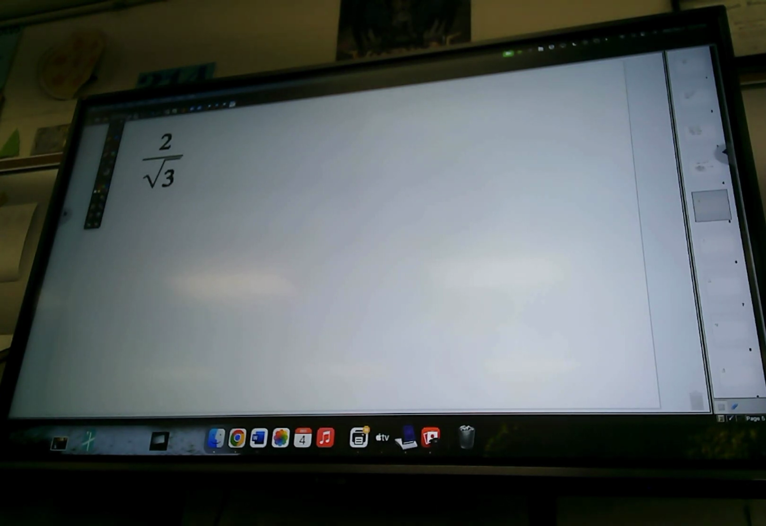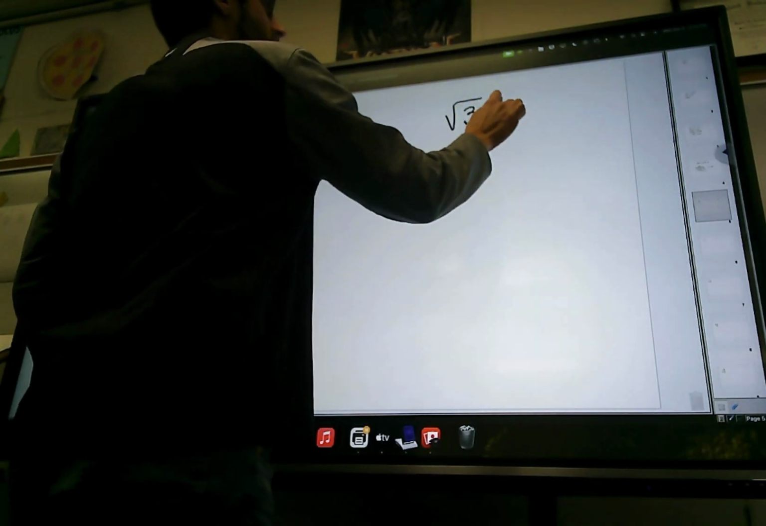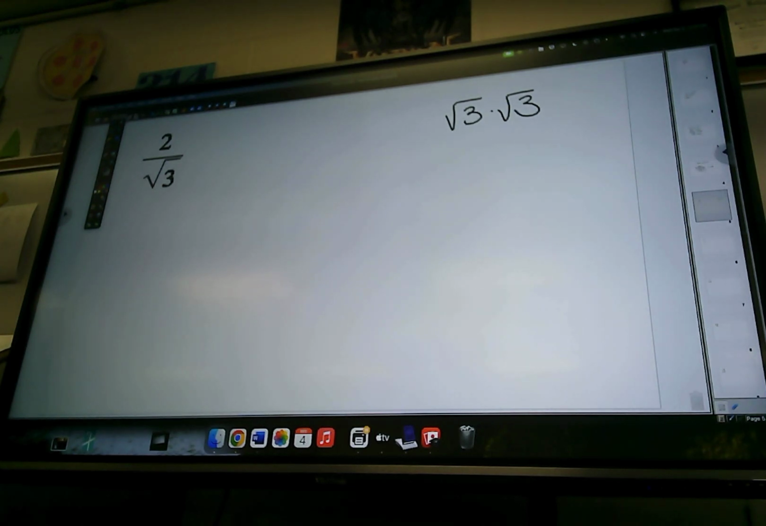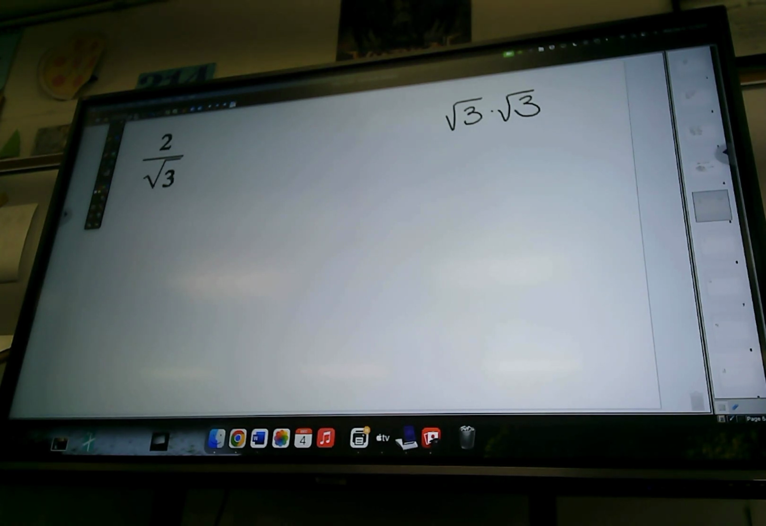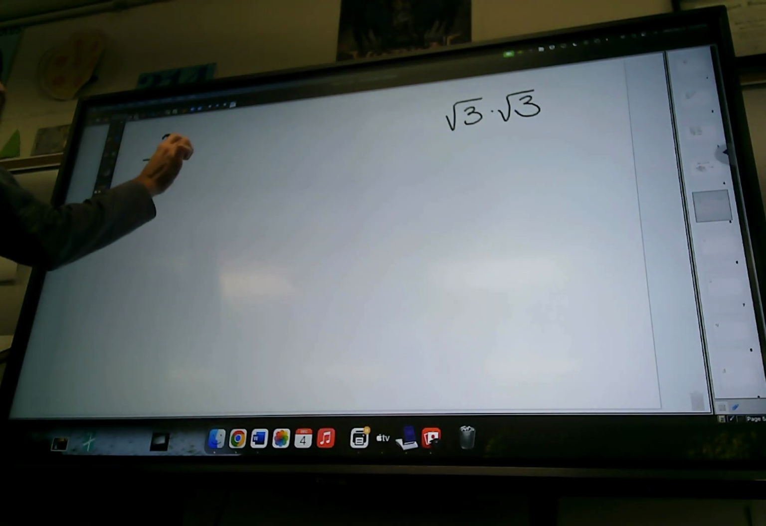So we're going to have to come up with a way to get rid of this square root on the denominator. The easiest way to do that is to think about it this way. Can anybody tell me what the square root of 3 times the square root of 3 is? 3. So the square root of 9, which turns into 3. After we do that, the radical goes away, correct? So what I'm going to do is take the denominator and multiply it by the square root of 3.